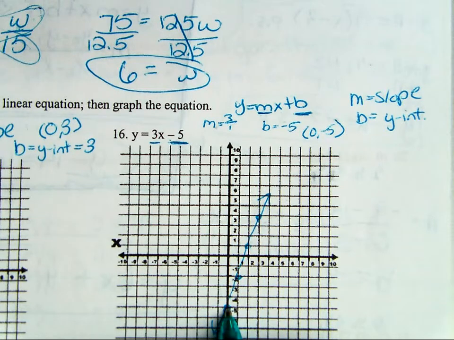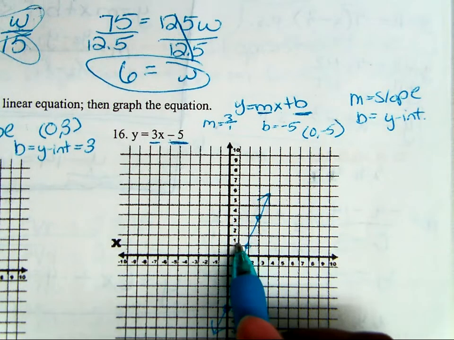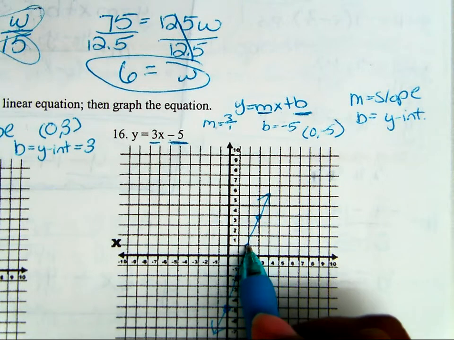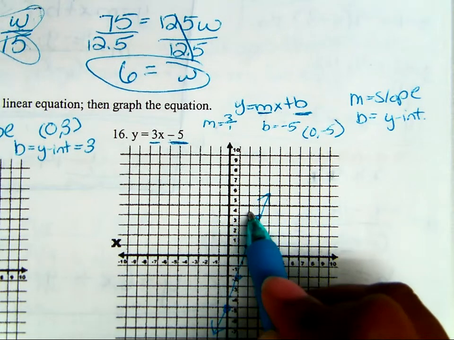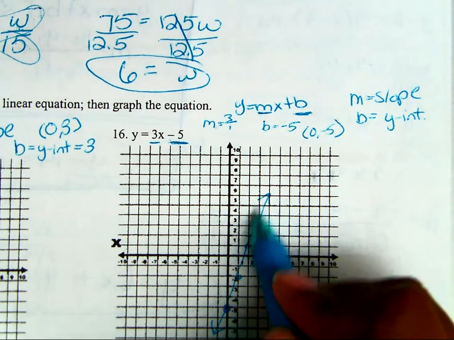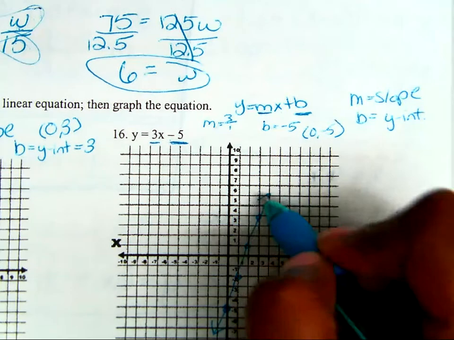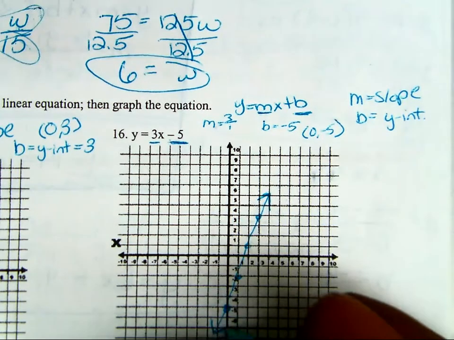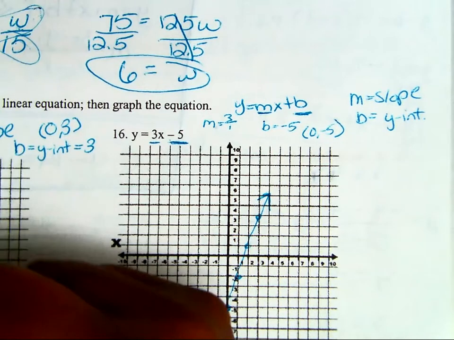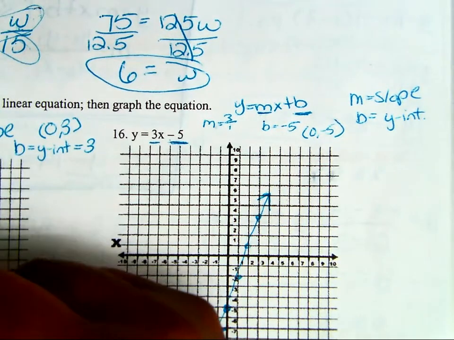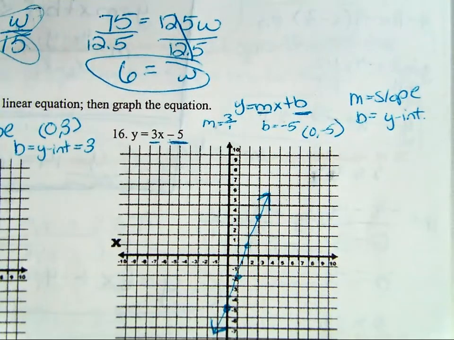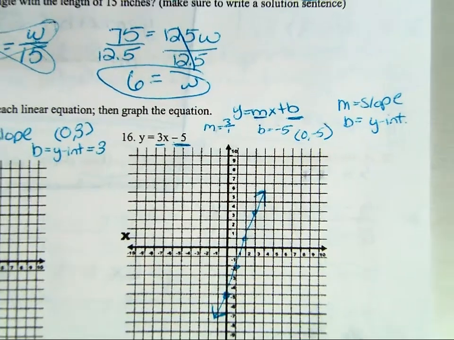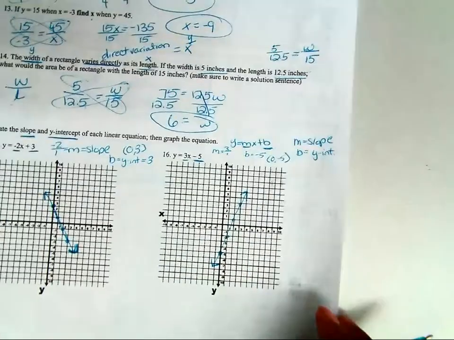My slope tells me I need to go up 3. 1, 2, 3, over 1. Up 3, over 1. Up 3, over 1. And I connect those lines. Make sure when you draw your lines, you put these arrows on the end. That tells me my line is still continuing on. Right? So we've done that.